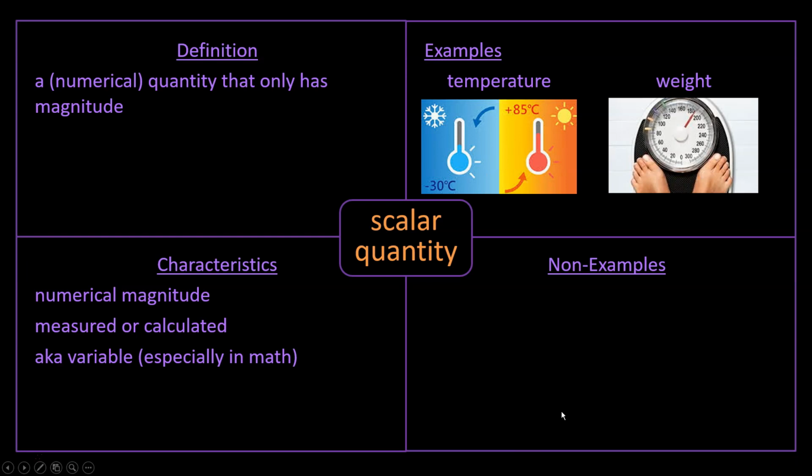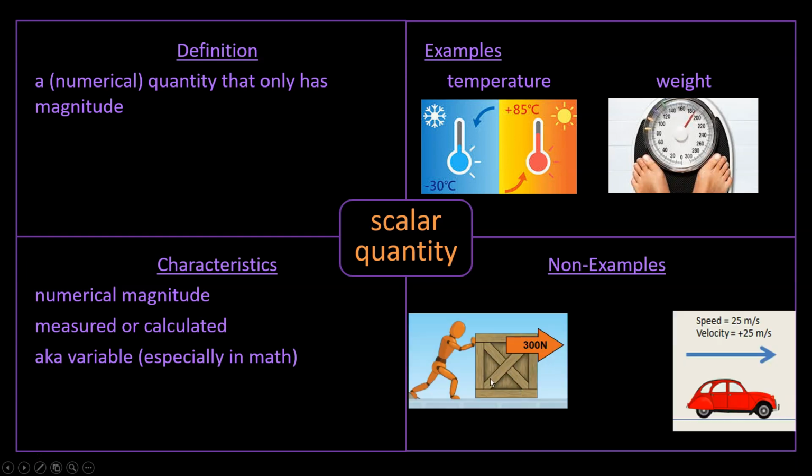Now let's look at some non-examples. Here we have force and velocity. Force is not a scalar quantity. It has a magnitude, 300 newtons, but it's 300 newtons pushing to the right. And in the example of velocity, it has a magnitude, 25 meters per second, but it also has a direction. The car is moving to the right, which we call the positive direction.